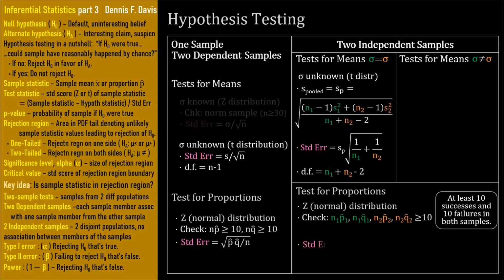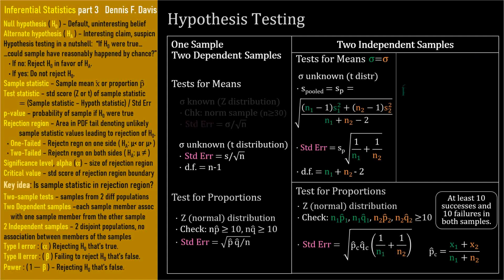Here's the formula for the pink standard error for a two-sample test of proportions. It's the square root of p hat sub c times q hat sub c times the sum of the sample sizes' reciprocals. P hat sub c is the combined proportion for both samples. Here's its formula: total number of successes divided by the sum of the sample sizes.